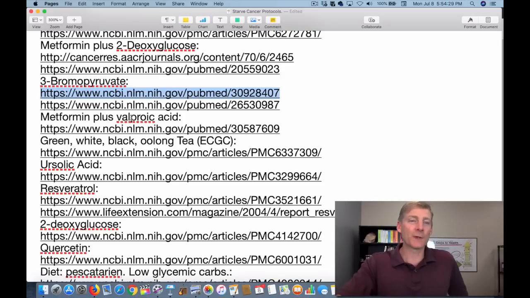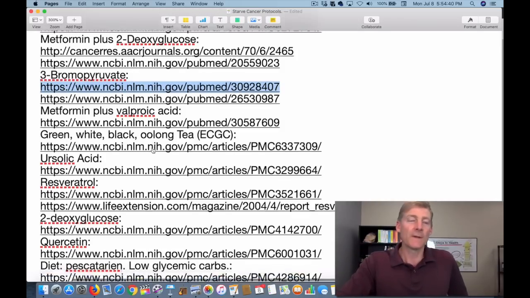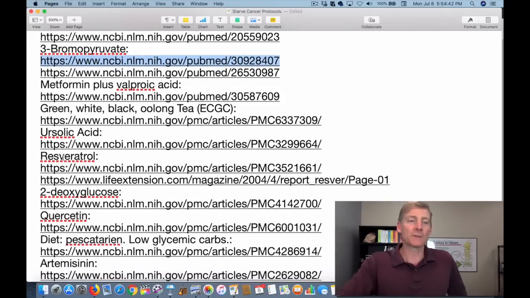Here's metformin plus valproic acid. Here's green tea. Okay, it's called EGCG. That's the active component of green tea. It's also found in white tea, black tea, or oolong tea. Here's ursolic acid. Here's resveratrol. These are the other supplements.